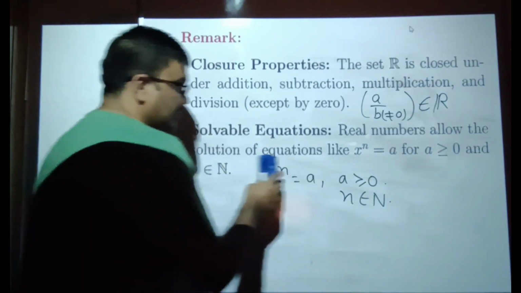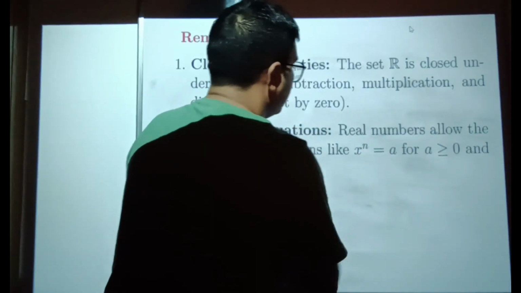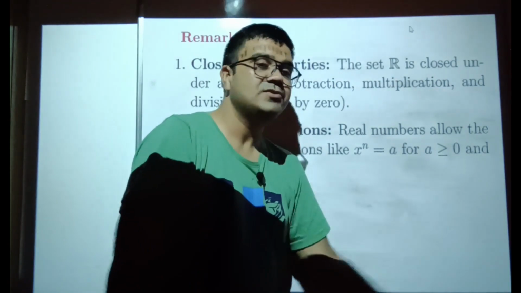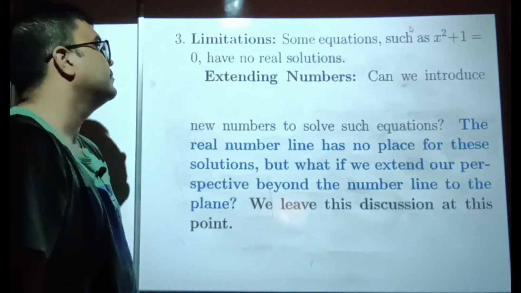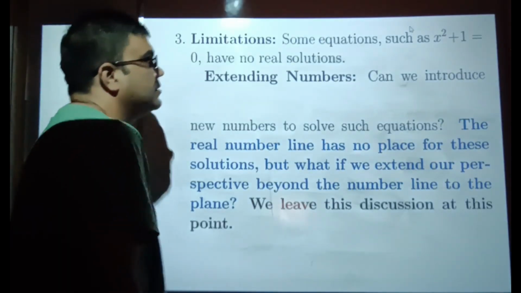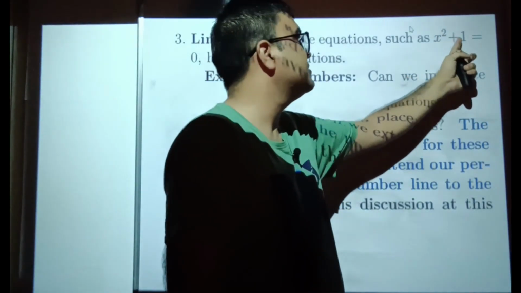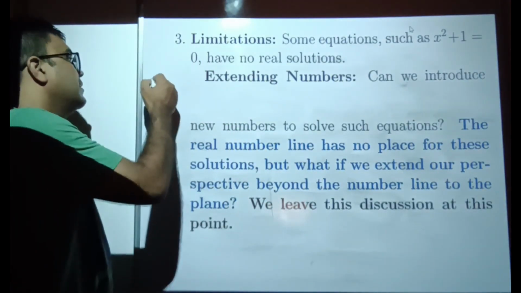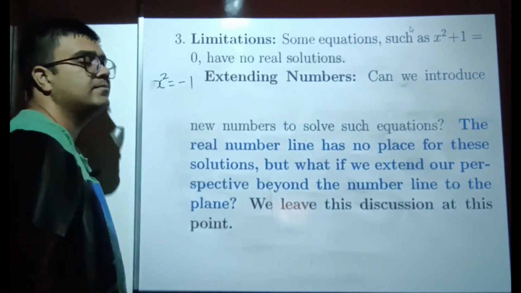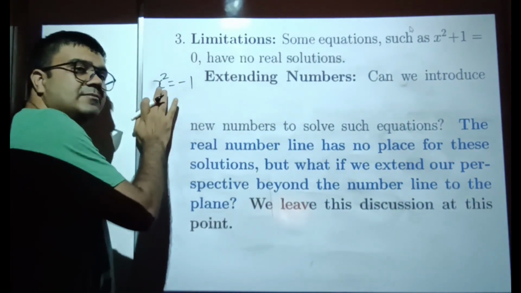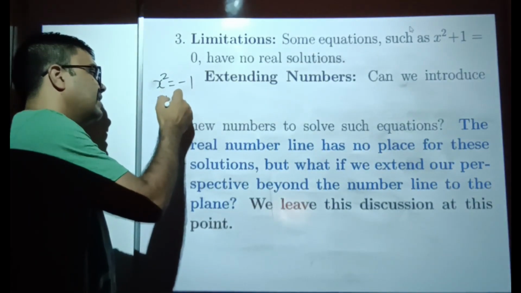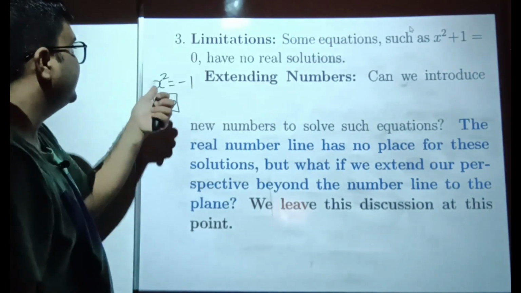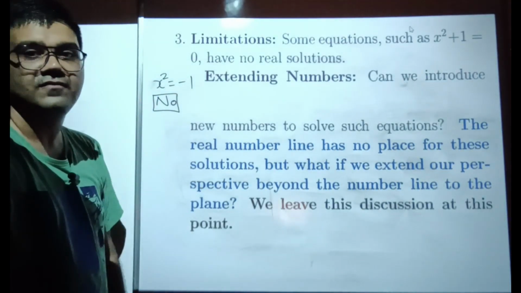Now consider this equation again. When we are talking about the equation x raised to the power n is equal to a, we have this condition that a should be greater than or equal to 0. Now suppose I am talking about the equation x square plus 1 is equal to 0. When I write x square is equal to minus 1, is there any real number whose square is minus 1? The answer is that there is no real number for which x square is equal to minus 1.